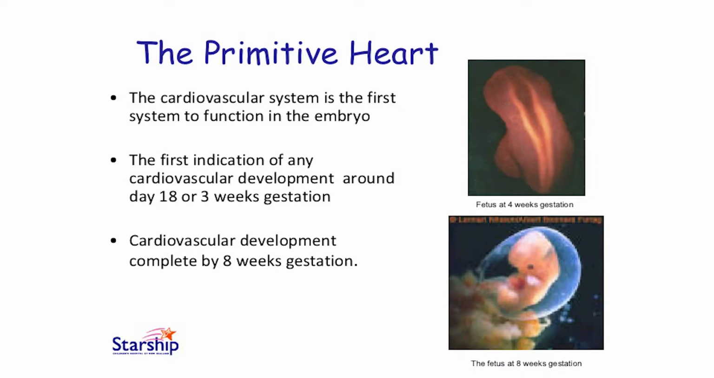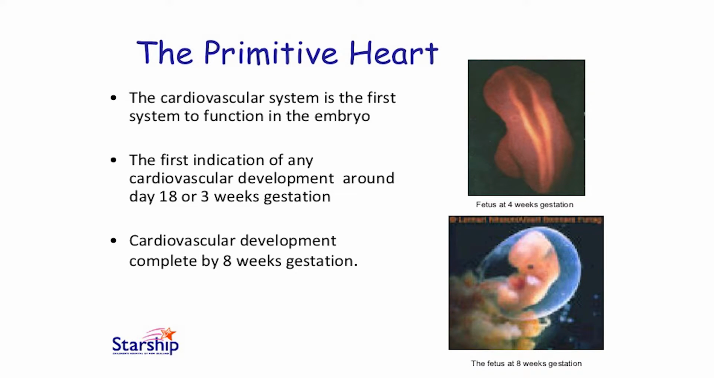So the primitive heart, its cardiovascular system, is the first system to function in the embryo. During the first 18 to 20 days of life, so the first 3 weeks, the human embryo doesn't have a cardiovascular system, but by 21 to 23 days of development, you have contractions of the heart with forward blood flow present. By 24 to 26 days, you have a beating heart with a regular heart rate.